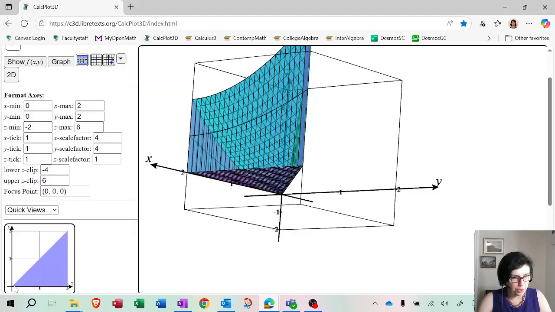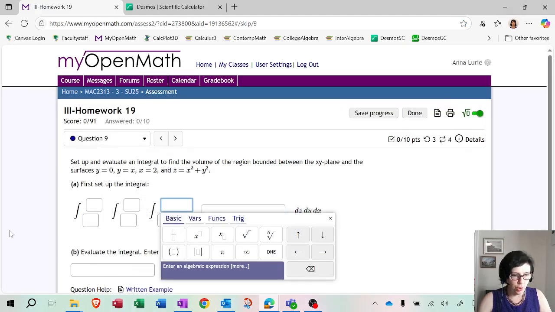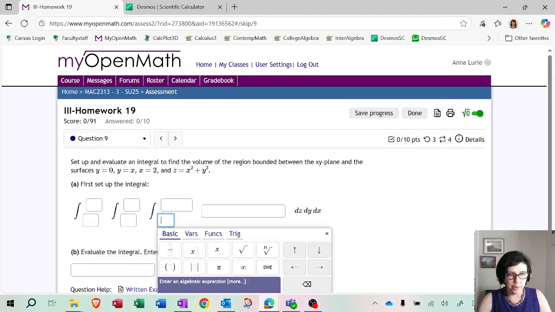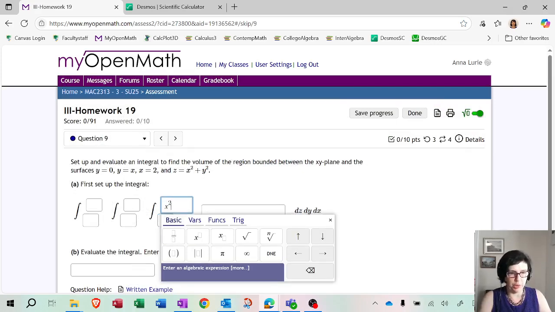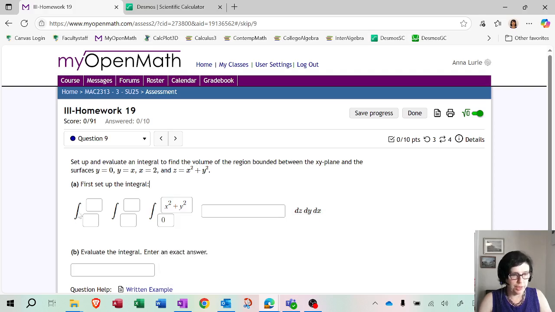So y equals 0 is what? That's the x-axis, right? y equals x is the 45-degree line. And then x equals 2 is a vertical line. So you can see that that triangle is the projection of the solid onto the xy plane. So again, the inside limits should be from the bottom surface to the top surface, which is x squared plus y squared. Now, these two are the limits over the projection to the xy plane.